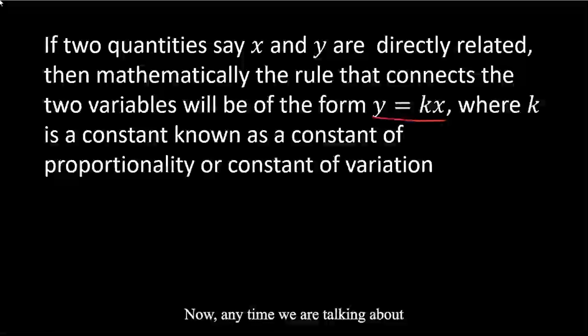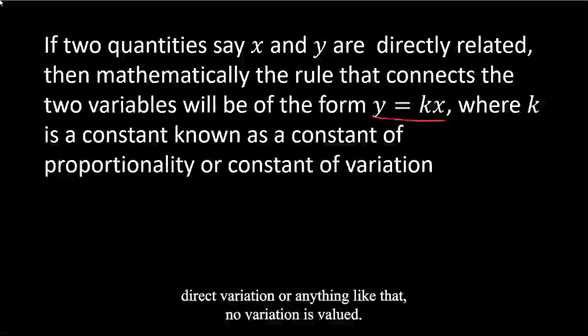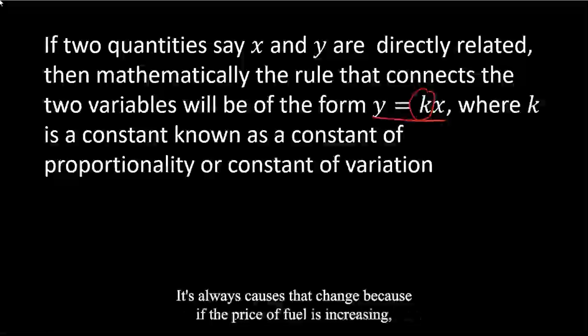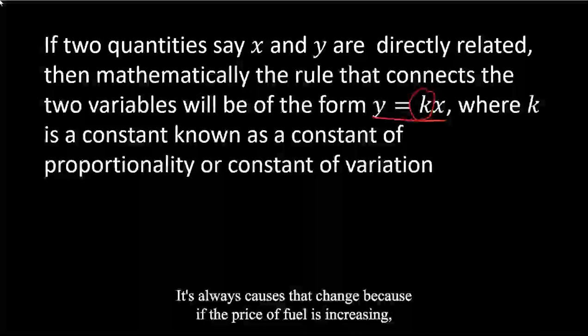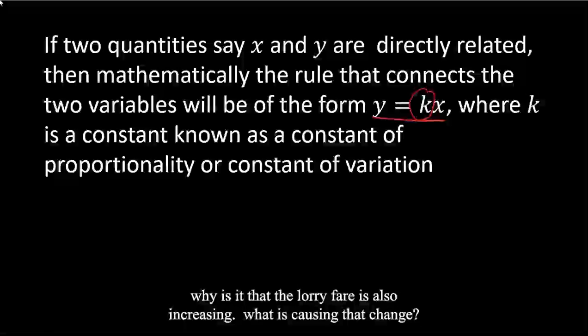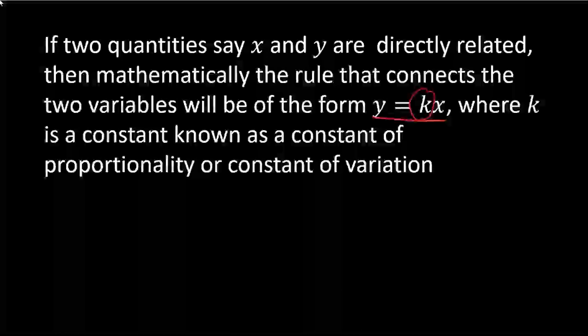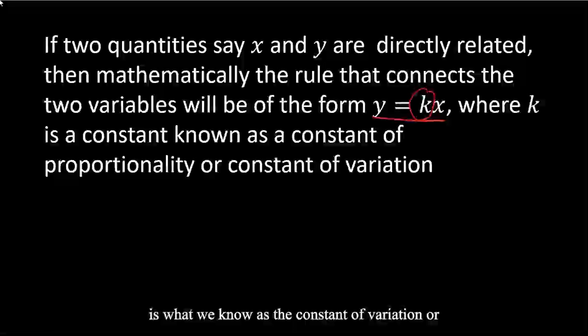Now, anytime we are talking about variation, this value, the k, known as the constant of variation, always causes that change. If the price of fuel is increasing, why is it that the lorry fare is also increasing? What is causing that change? That change is what we know as the constant of variation, that k. It causes that change.